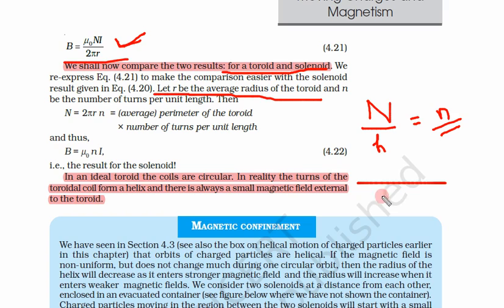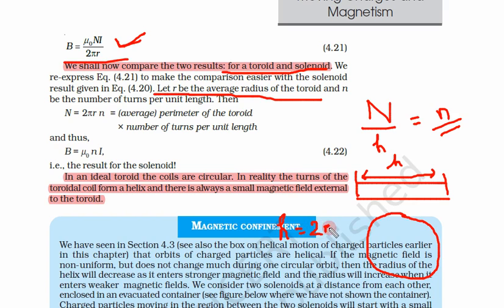So when we took solenoid, this length was h, and this length has been turned into a circle. So h is equal to 2 pi r, because this h length has been turned into the circumference of this solenoid. So what we have? Capital N is equal to small n into h, and h is equal to 2 pi r, so N is n into 2 pi r.